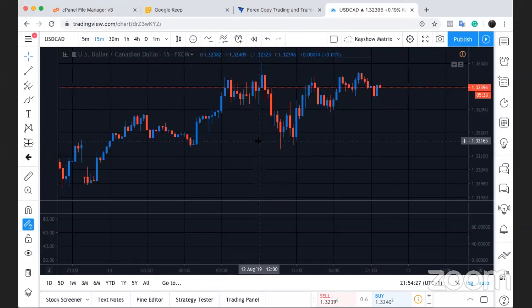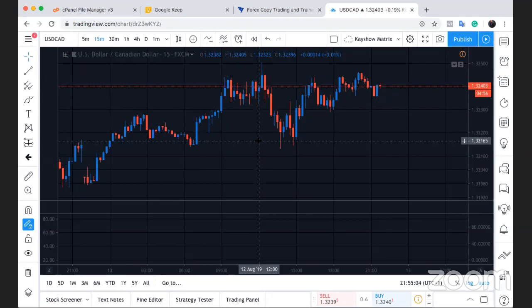How do I know the best time frame? It depends on your personality. We have different types of traders. Number 1, we have the swing traders. Number 2, we have the intraday traders. And number 3, we have the scalpers.